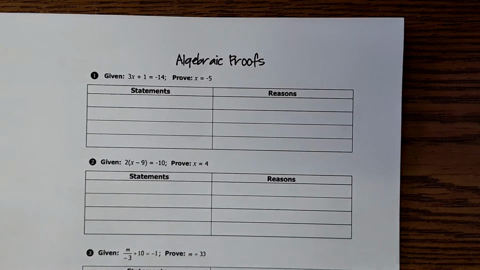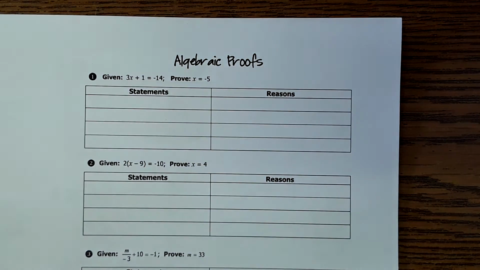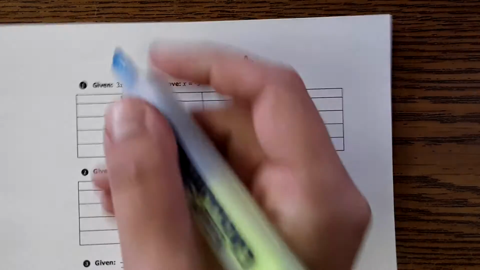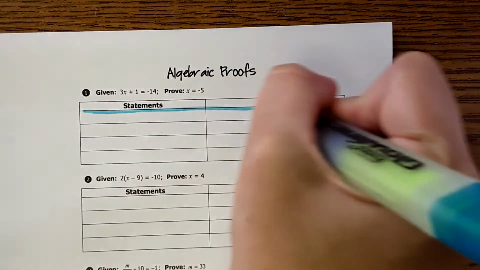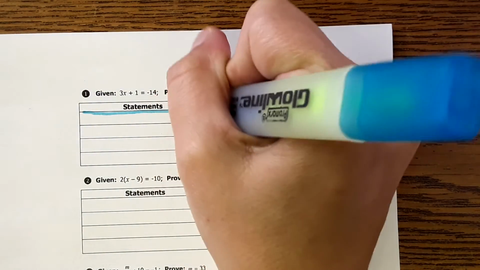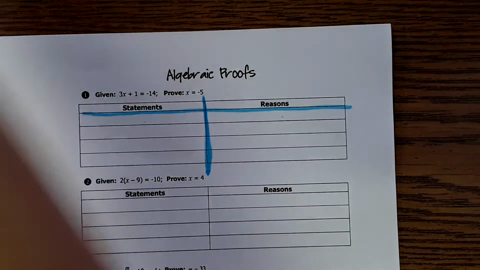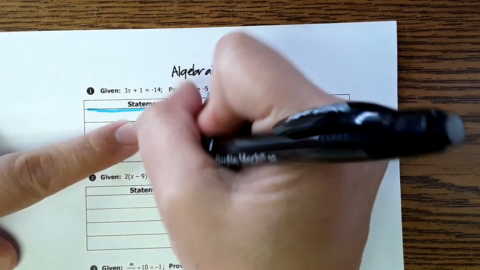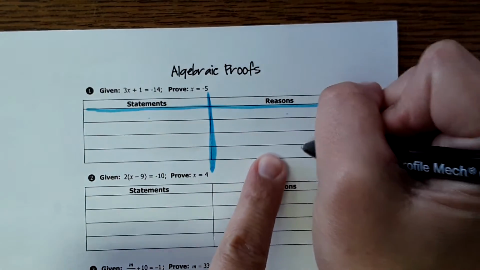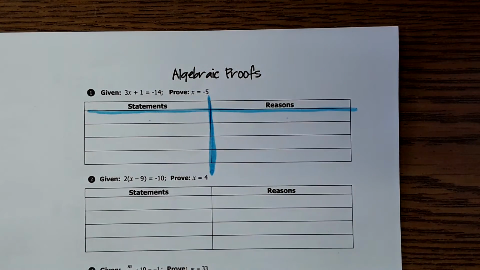Okay, this is a 2-column proof. Why is it a 2-column proof? Because, let me find my highlighter. There it is. Okay, here's the 2 columns. We have statements and reasons, and then this divider right here. These are statements, reasons. On this side, we're going to be solving, and then this side is the reasons that we'll get to in a second.